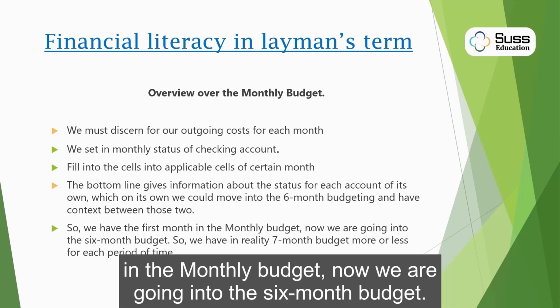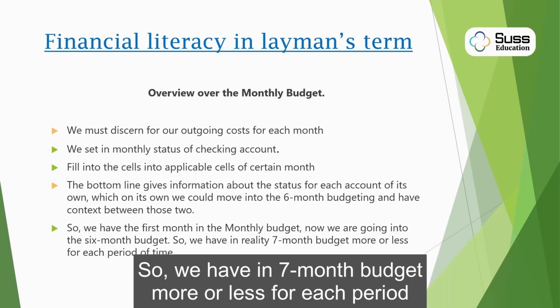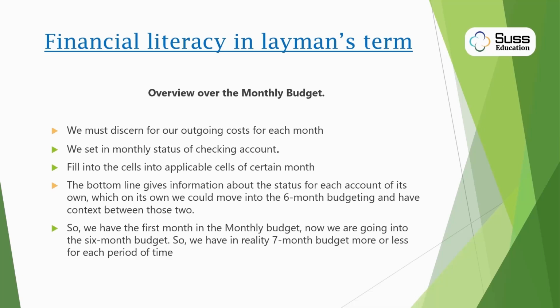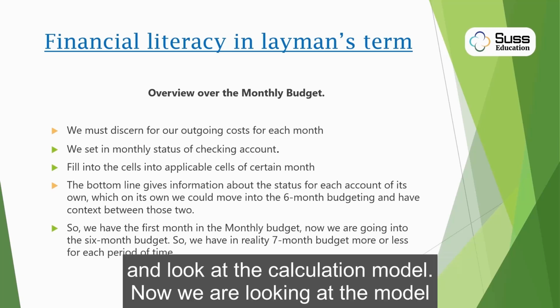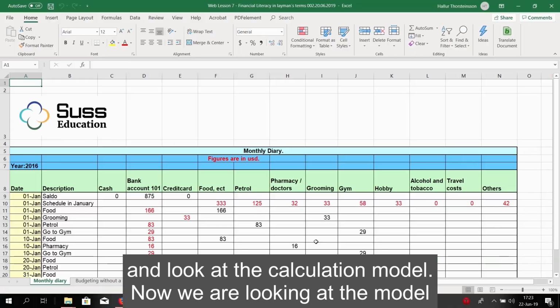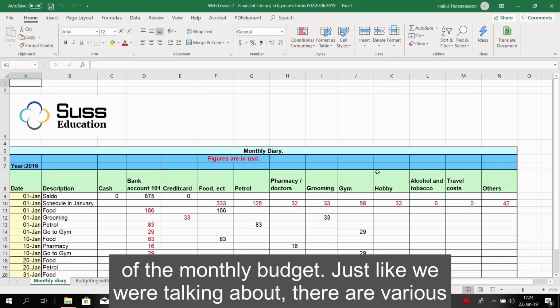So we have the first month in the monthly budget. Now we are going to the 6-month budget. So we have in reality a 7-month budget, more or less, for each period of time. We'll look at it in more detail when we go into the Excel spreadsheet and look at the calculation model. Now we are looking at the model of the monthly budget.